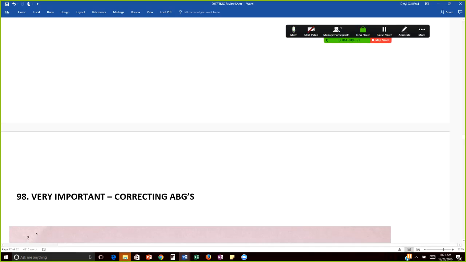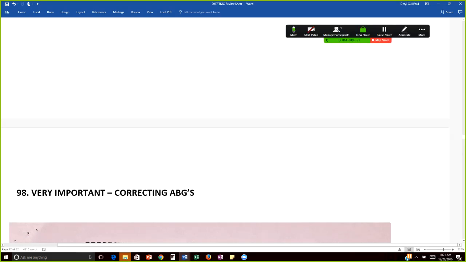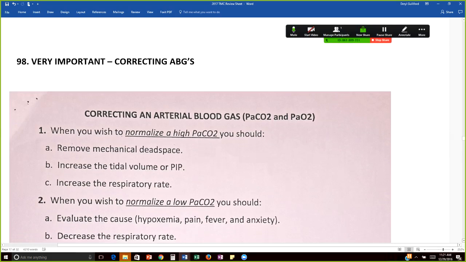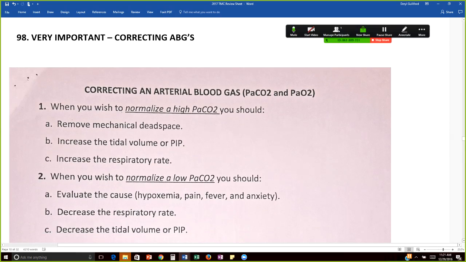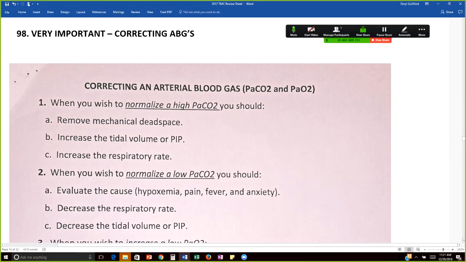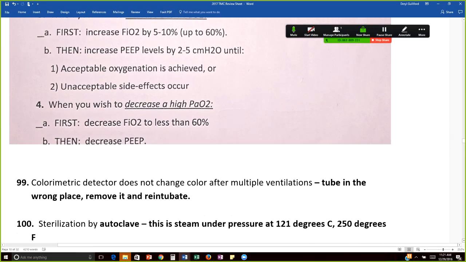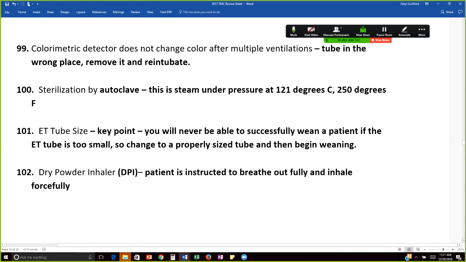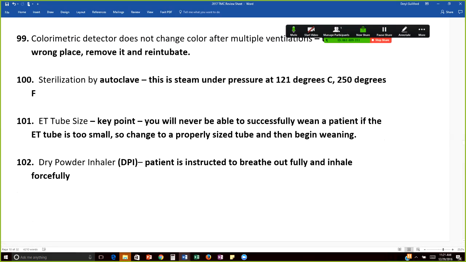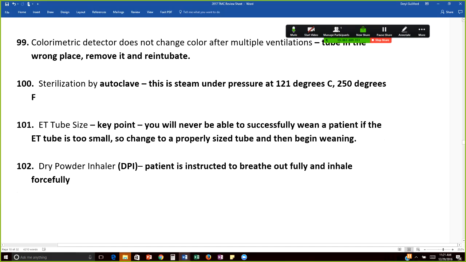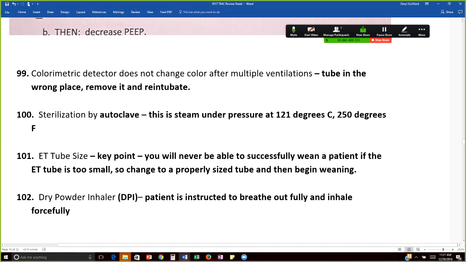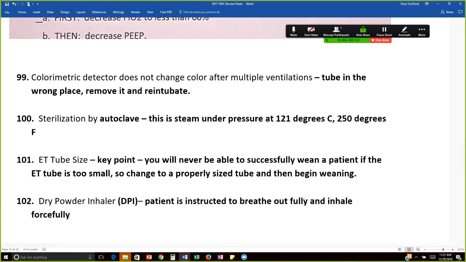Okay. Here is a great handout on correcting ABGs. A good portion of your test, folks, is going to be how do you fix ABGs with ventilator settings. And it's all summarized right here. I'm not going to take time to go over the whole thing with you, but be sure to review this. Let's say you've got a colorimetric detector and it does not change colors after several ventilations. Then we got the tube in the wrong place. So we will remove it and re-intubate.